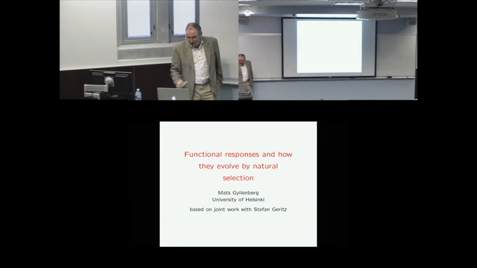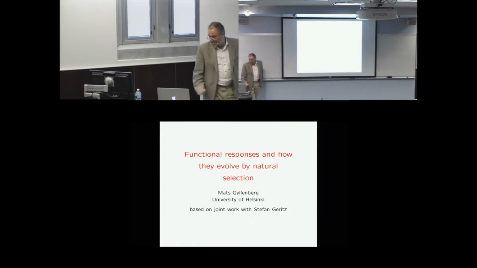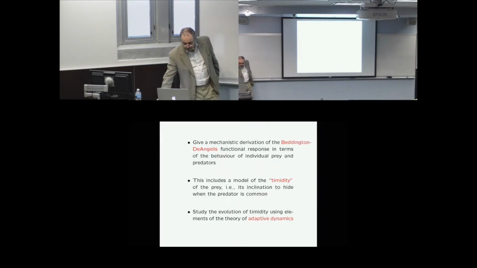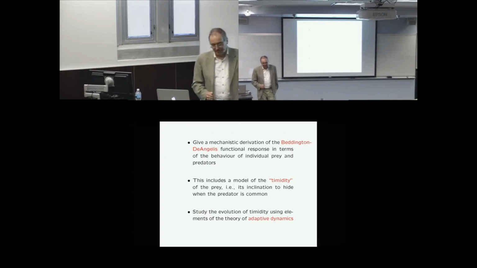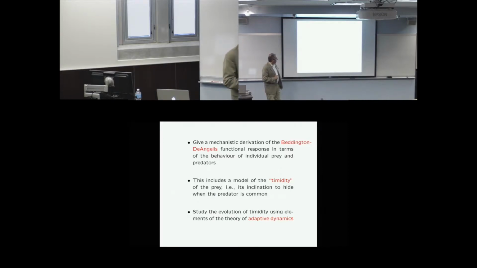Okay, so because selection happens at the level of individuals, not on a group, we have to give each parameter a clear-cut biological interpretation in terms of individual behavior. So in this talk I will give a mechanistic derivation of the so-called Beddington-DeAngelis functional response, which is in a sense a generalization of the Holling type 2 functional response. I will give this derivation in terms of individual behavior of prey and predators.